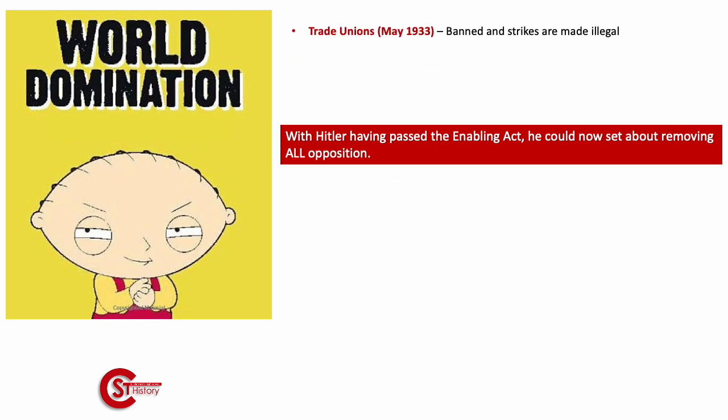So world domination starts here. The first thing he now does, now that the Enabling Act has been passed, is he bans all trade unions. Remember, trade unions are there to work for the people, give people rights, privileges at work. They're there for the workers, okay? So he's got rid of the thing that workers could fight for or go on strike and things like that. These have gone, so the workers now have no rights. They have to do what Hitler says, otherwise they might face some trouble. So that's the first thing he does.